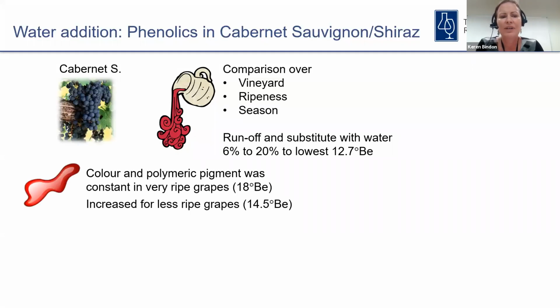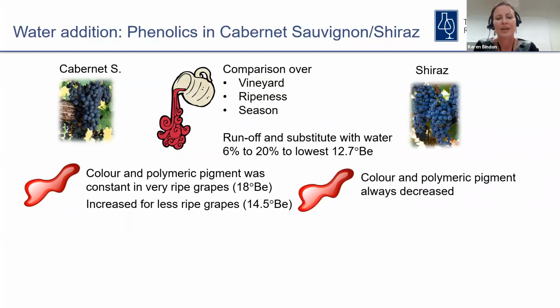Looking firstly at phenolics and Cabernet, it was found that when this runoff and replace addition approach was followed, colour and polymeric pigment in the wines was very constant when the grapes were very, very ripe. And that was for a study done on 18 Baume fruit. It was very interesting to find that for less ripe grapes at 14.5 Baume, colour and polymeric pigment in fact increased after the water addition, which was quite surprising here.